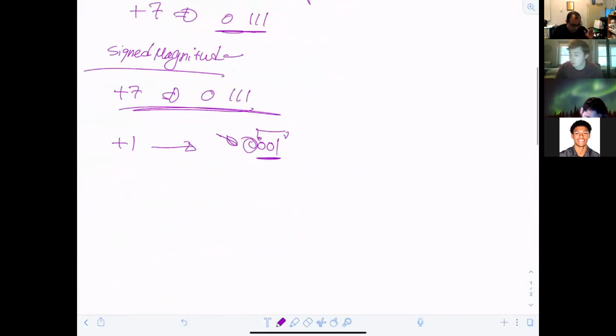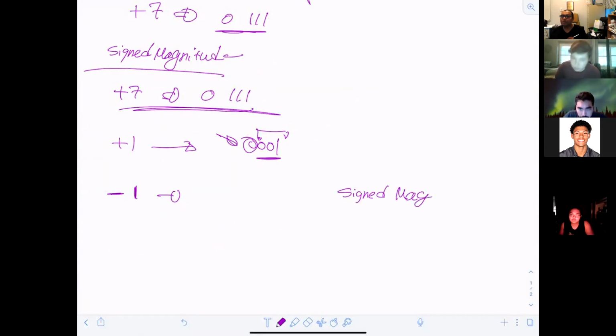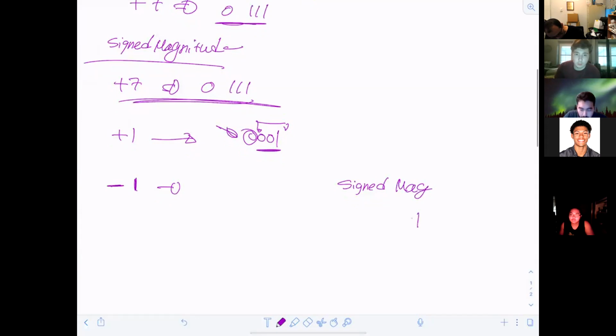Now, the time for the negative. If somebody gives you -1, in terms of the sign magnitude, it's going to be 1, because this is the value 1 and I'm negative, so here it's going to be 1. So the bit number 4 is representing that it's negative.